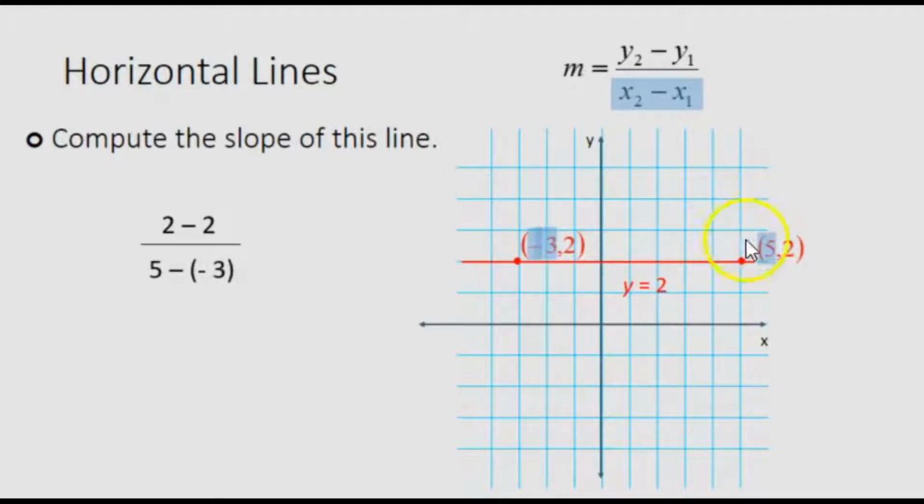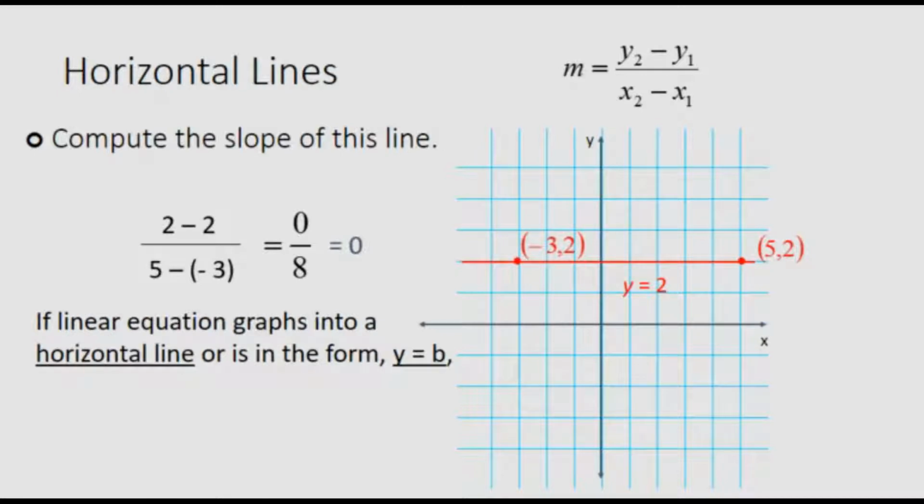So we're going to take this x value minus this x value, 5 minus a negative 3. Simplifying, we get a 0 in the numerator, 8 in the denominator, and if we do the division to simplify further, we end up with 0. If we have a linear equation that graphs into a horizontal line, and here we saw an example of that, or if the line is in the form of y equals b, the slope will always be 0.